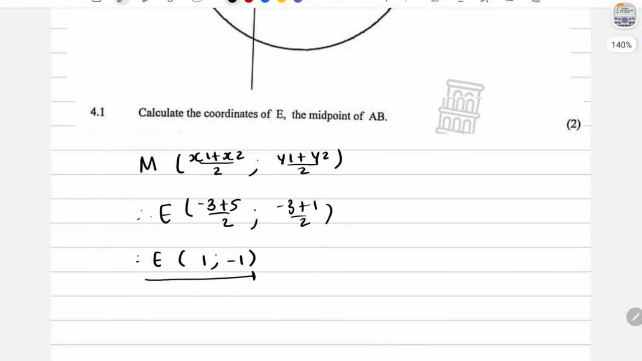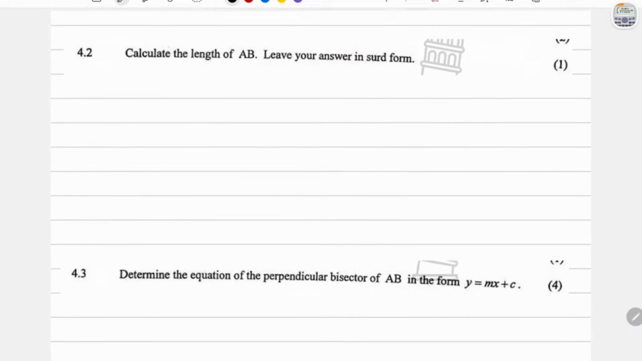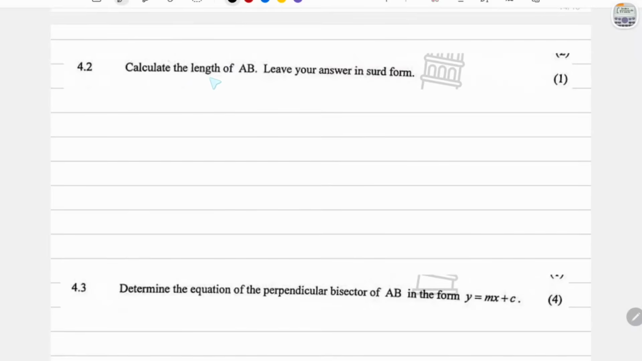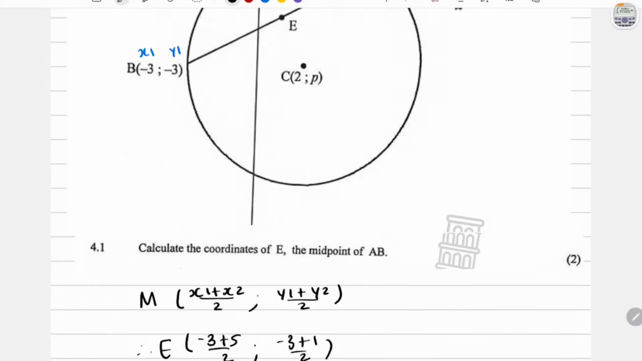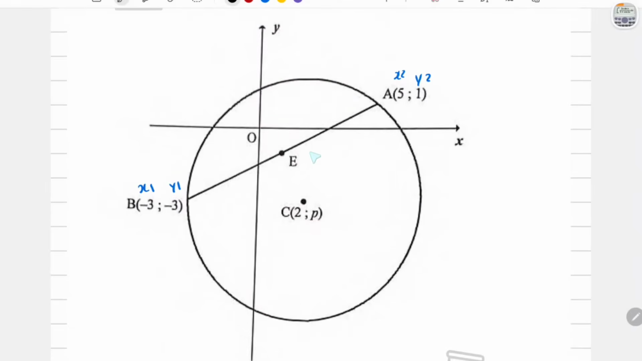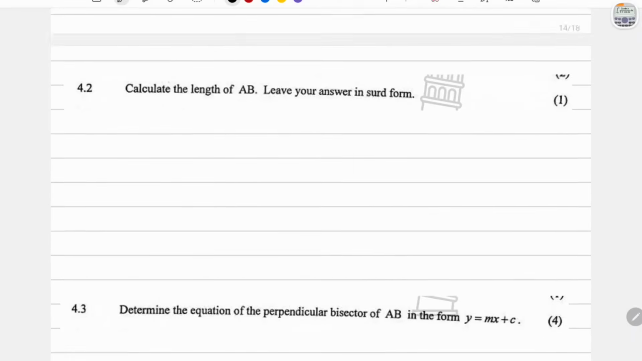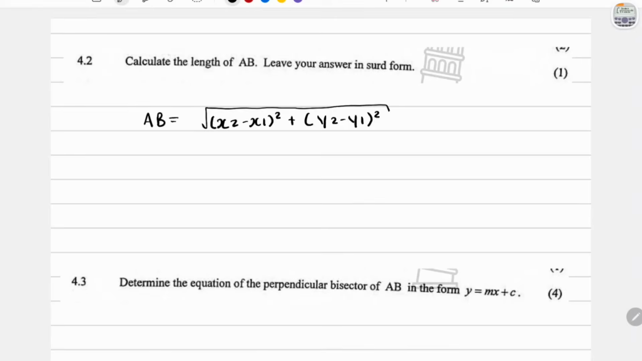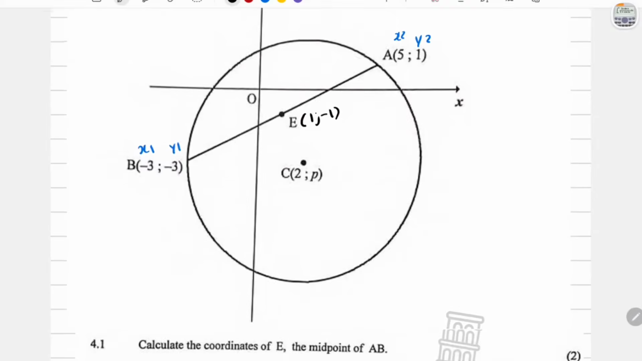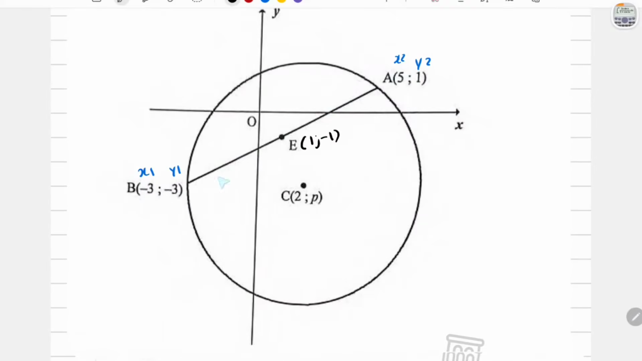Okay, so moving on to the next question. The next question, 4.2, says, calculate the length of AB. Leave your answer in surd form. So the length of AB, well, let me put this down. We know that this is (1, -1). We just need to find the length of AB. So use the distance formula, which looks like this. And we just need to use that on A and B.